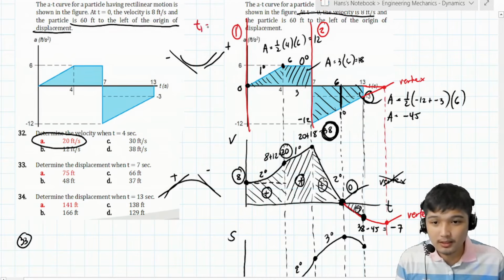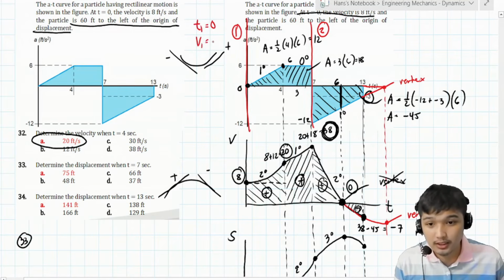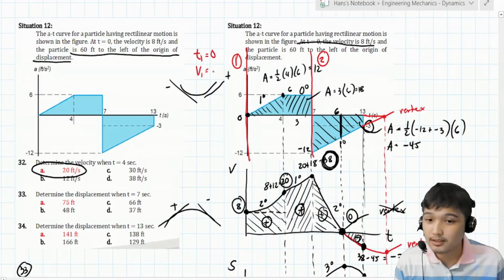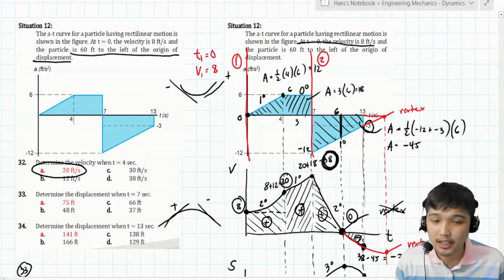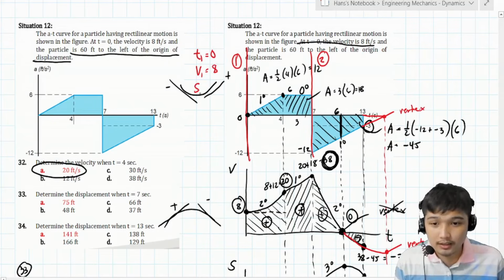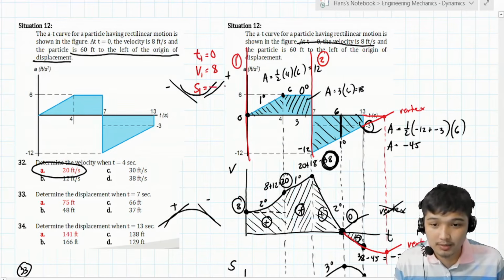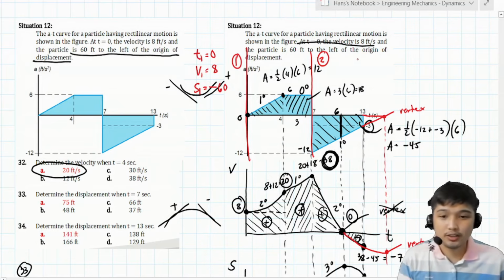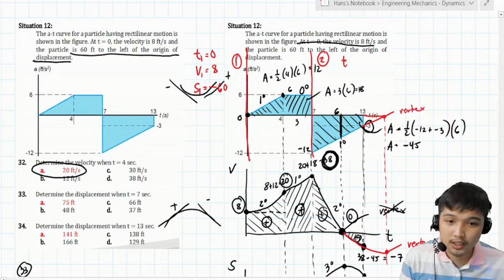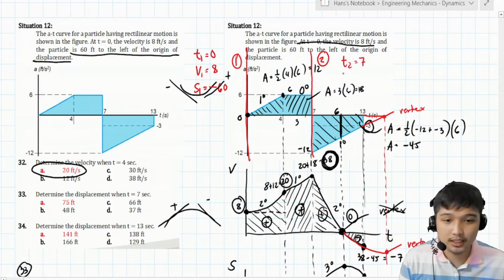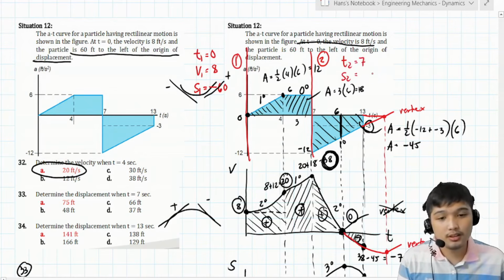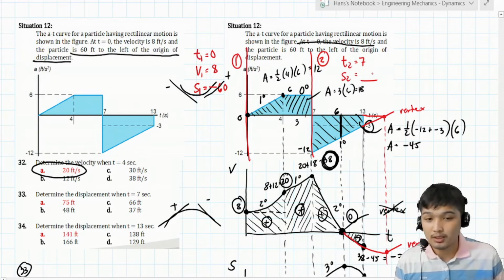What is T1? 0. What is V1? Ano yung velocity niya initially? Hindi 0 yan guys. Nag-start siya ng meron na siyang 8 feet per second. And then ano yung S1 guys? Hindi rin 0 yan guys kasi sinabi nga 60 feet to the left of the origin siya. No? Nag-start siya at negative 60. Okay, so yung tinatanong natin yung at point 2 na after 7 seconds. Ano yung S2?